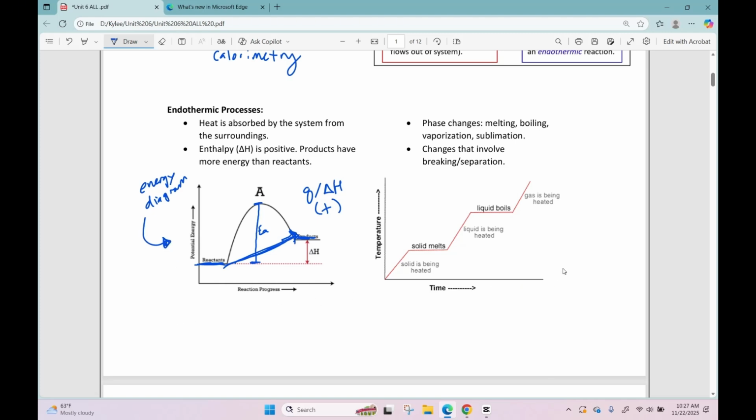For phase changes, the phase changes that involve energy into a system are going to be melt, boil or vaporize, and sublime. All of those would be energy being put into the system or absorbed by the system. And then anything that requires a breaking or separation. So if I have to overcome IMFs, that's going to require energy. Or if I have to separate two ions from each other, that's the lattice energy. That's going to involve an endothermic process. Energy has to go in order to make that happen.